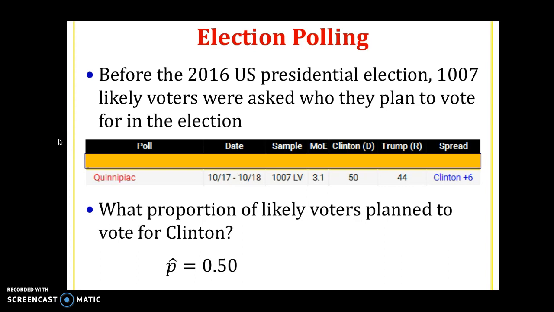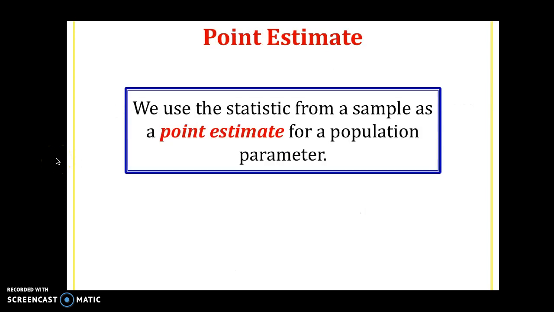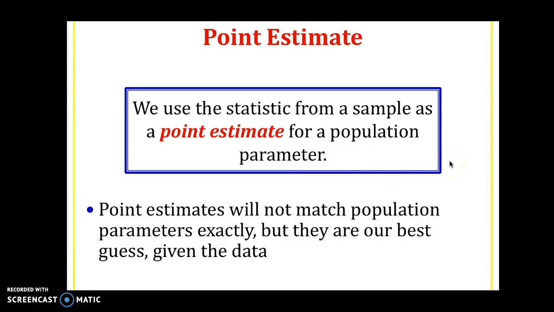And now we actually know the population parameter. This p-hat is a statistic; it comes from a sample. The parameter, the actual value after the election: Hillary Clinton got 48.2% of the popular vote. A p-hat, or a statistic from a sample, is called a point estimate. So we get one value for a population parameter. Of course, point estimates will not match population parameters exactly, but they're a best guess given the data. Later in chapter 3, we're going to talk about moving from a point estimate to an interval estimate.